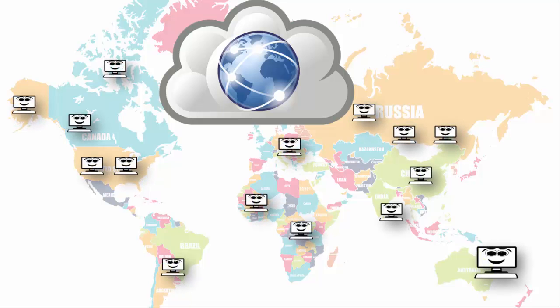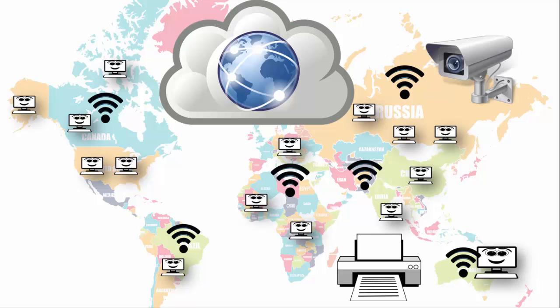Now what is the internet? It is lots of computers and other networks in different places. When all these computers and different networks connect with the other networks of the world, then they form the internet.